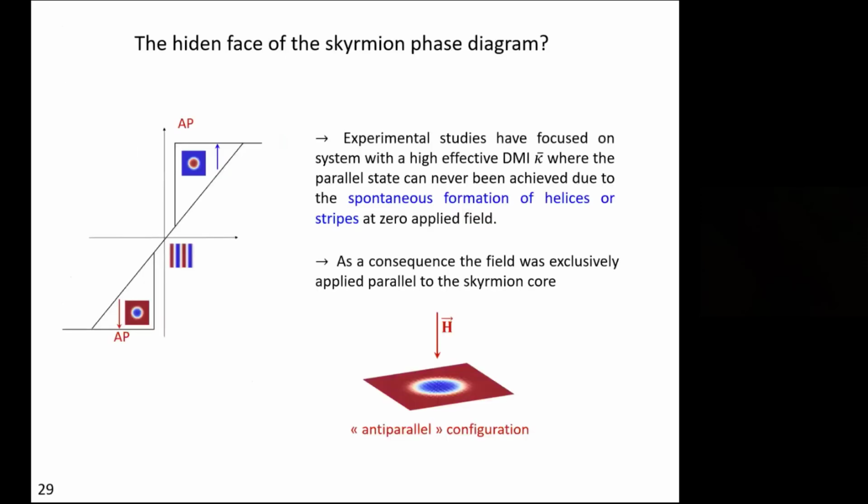So this is very interesting because it could constitute the hidden phase of the skyrmion phase diagram. So this is the hysteresis loop. So this is magnetization as function of applied field. So when you apply a strong field, the skyrmion disappears. You have a saturated magnetized state. And in this sample, when you turn off the field, you observe a helicoidal state or stripe state. So it's always demagnetized. And because of that, you can only apply a field anti-parallel to the skyrmion core. You can never apply it parallel.